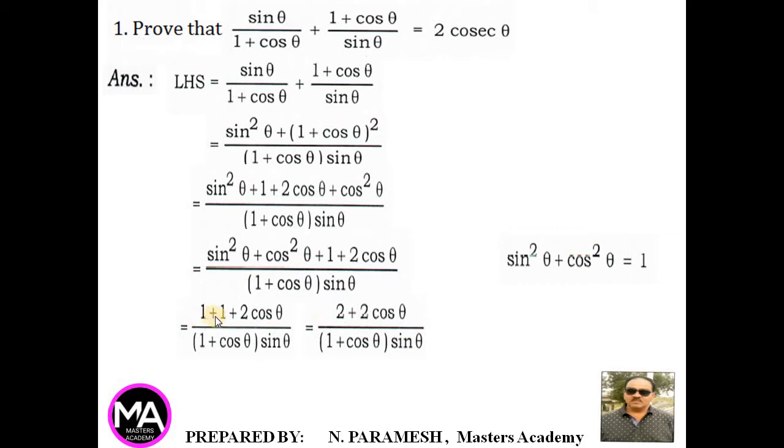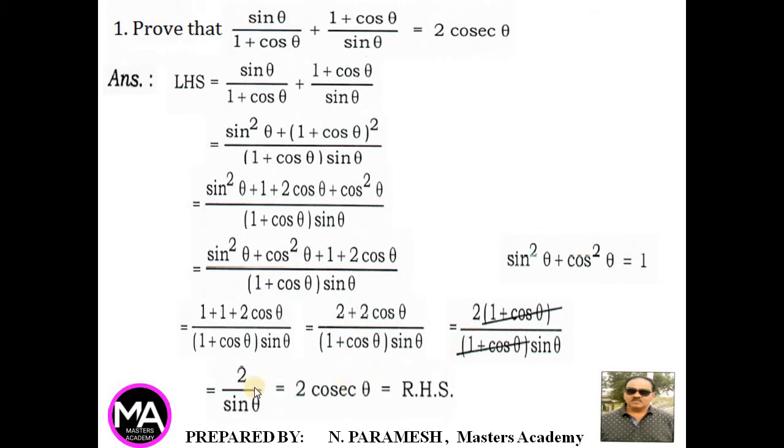that is equal to 1 plus 1 is 2, plus 2 cos theta divided by 1 plus cos theta into sin theta, that is equal to, taking 2 as common, 2 of 1 plus cos theta divided by 1 plus cos theta into sin theta, 1 plus cos theta gets cancelled, that is equal to 2 divided by sin theta, that is equal to 2, 1 by sin theta is cosecant theta, that is equal to RHS.